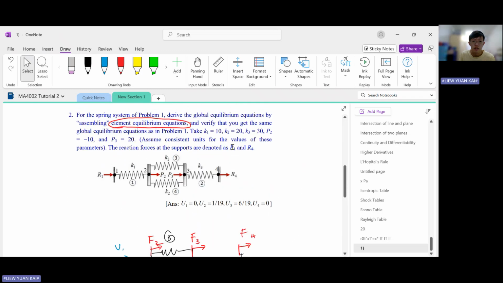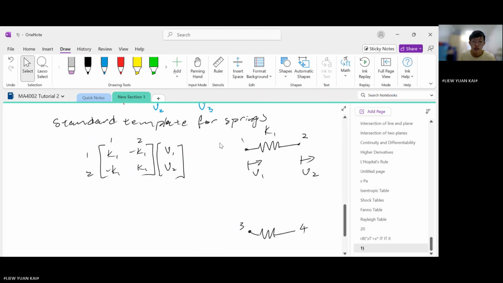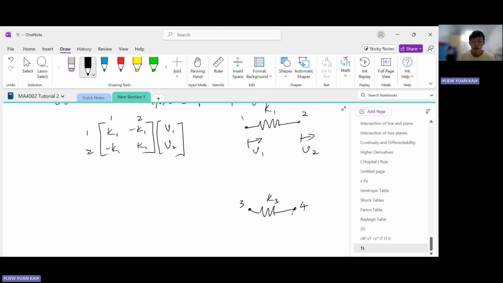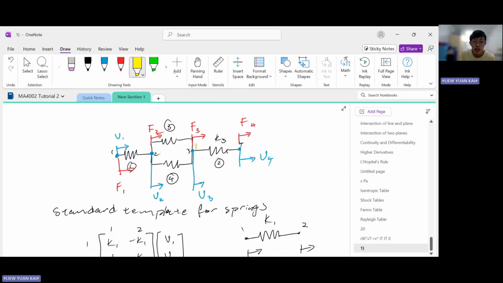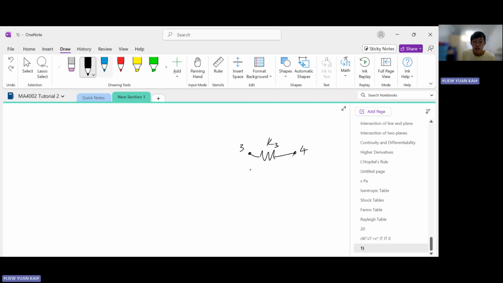It has a spring constant of K3, according to the question. So what am I doing? I'm basically extracting out this spring here. As you can see, its nodes are 3 and 4, and it has a spring constant of K3. That means its nodal displacements are U3 and U4.